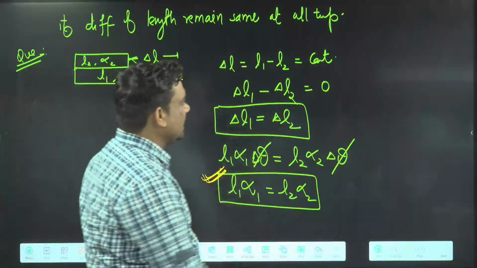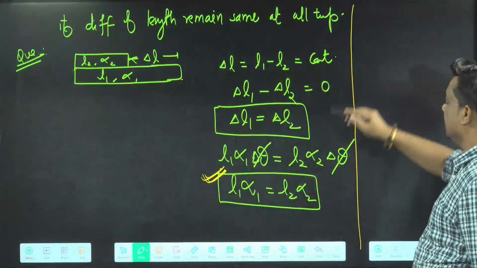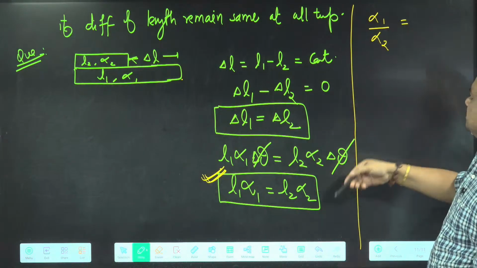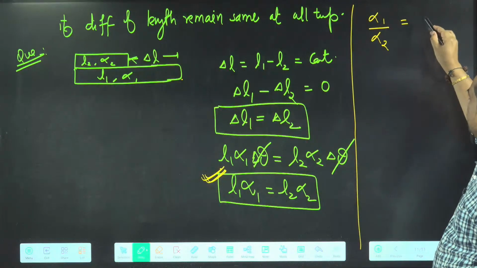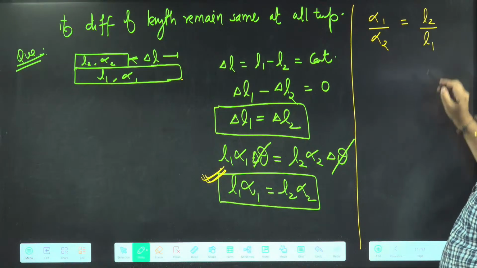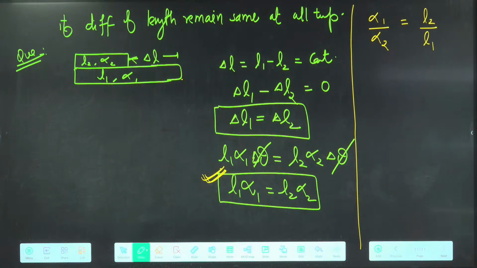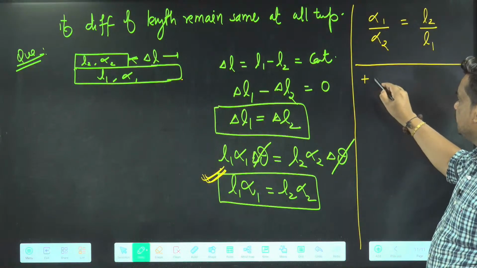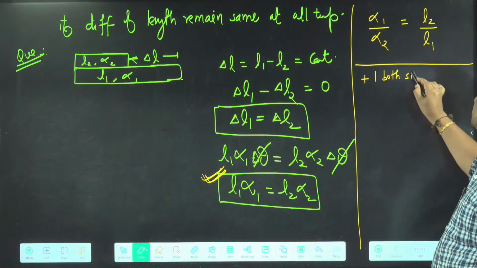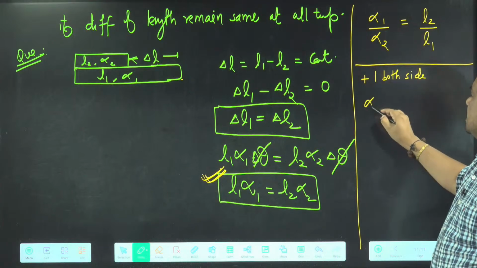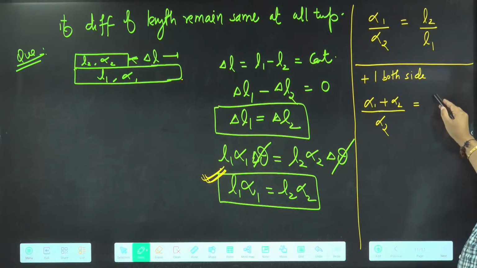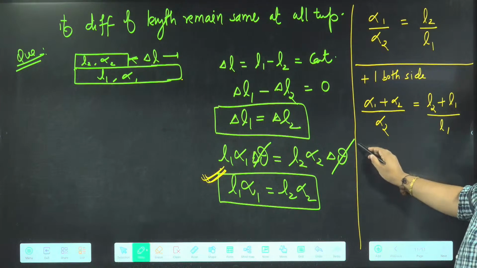One time they asked this, where this relation was given. The second time they asked alpha 1 by alpha 2, which we can write as L2 by L1. The third time this was also asked: they said plus 1 on both sides. If I do plus 1 on both sides, we get alpha 1 plus alpha 2 divided by alpha 2, and on this side L2 plus L1 divided by L1.